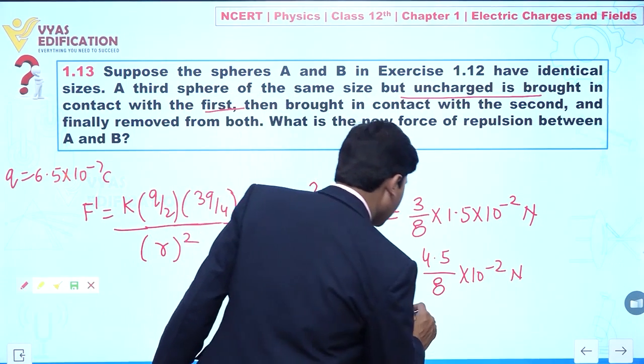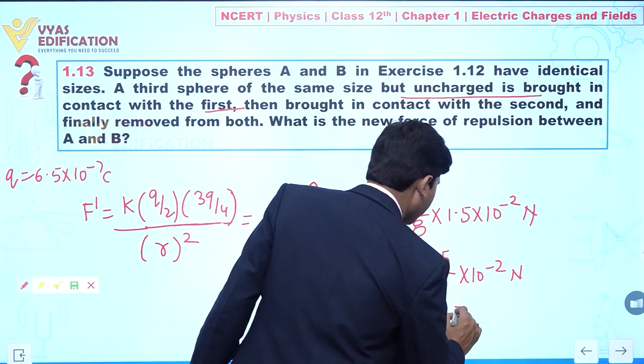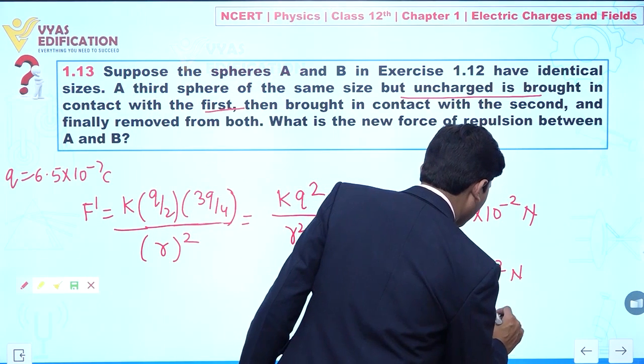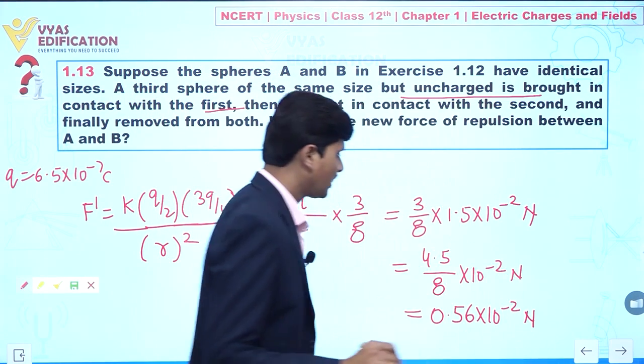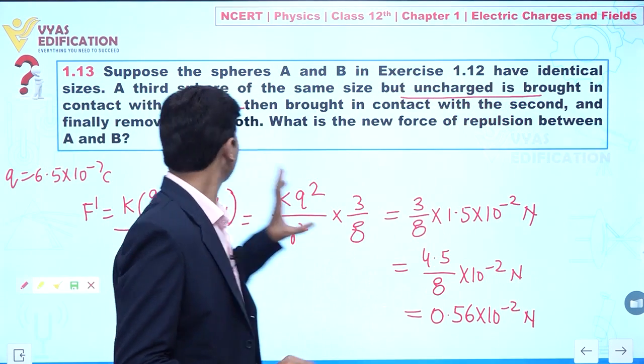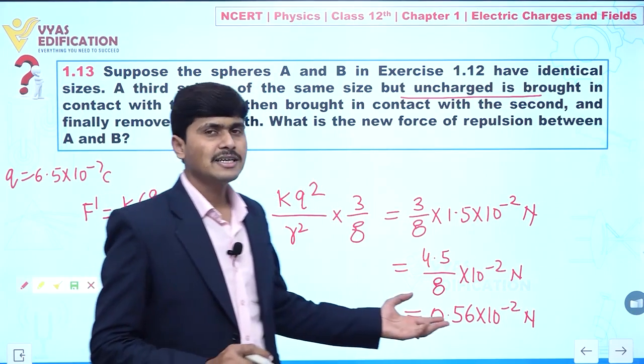So from here we can say this is 0.5, and we have 5 left, so 0.56 into 10 to the power minus 2 Newton, clear. So this is the new force of repulsion between A and B, clear to everyone, yes or no. So this is the correct answer.